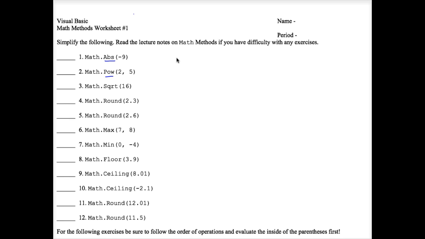Mr. Minnick here, helping you with some exercises off of Math Methods Worksheet number 1. There are a lot of methods that are built into Visual Basic that can be used with something called the math class.